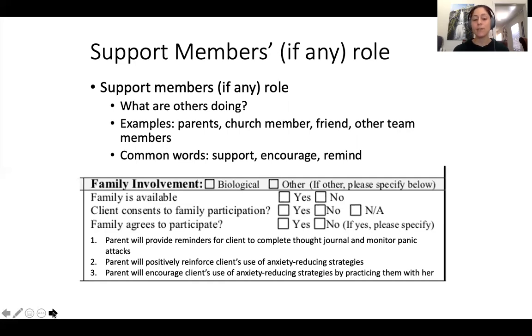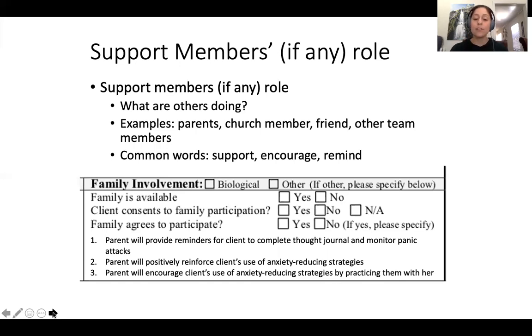Then you would check off whether the family is available, whether the client consents to their participation, and whether the family agrees to participate. Assuming that these are all marked yes, you would then elaborate below by explaining what the family or support person agrees to do to help the client meet their goals. Just like with the therapist and the client's goals, 3 is the magic number here, and you should have 3 things listed for each of your goals. Some examples are written here.